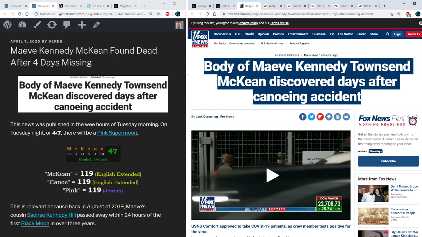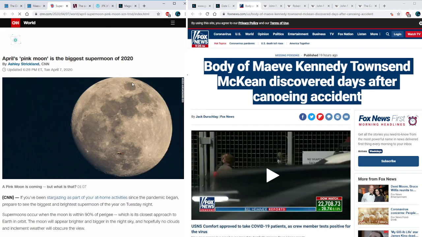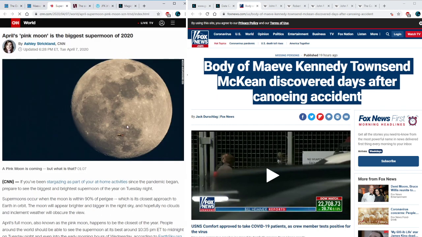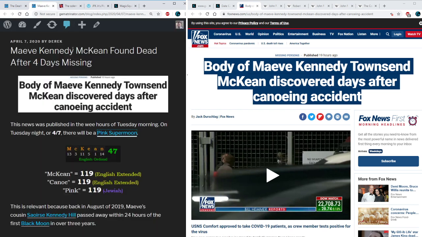Now again, this news was published overnight, and tonight, April 7th, is the brightest supermoon of the year. They're calling it a pink supermoon. And if you go outside in a little bit, you'll see it. Bright, largest one of the year.